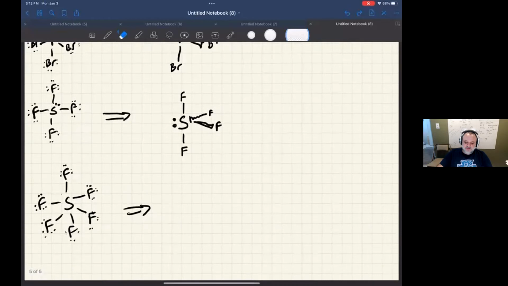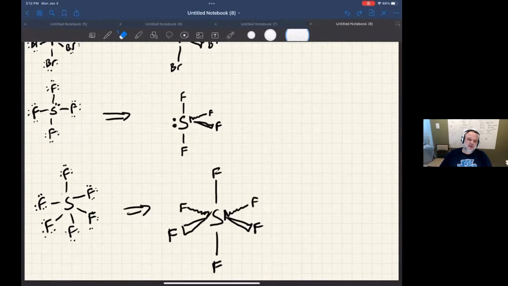Finally, the SF6, that's octahedral. And so drawing octahedral looks like that. Two bonds going back, two bonds going forward, two bonds in plane. And that's it for this question.